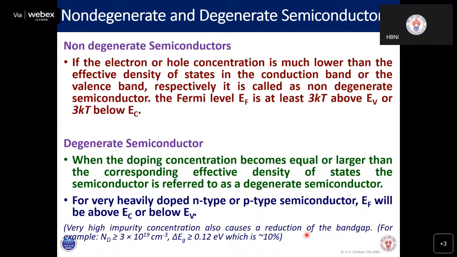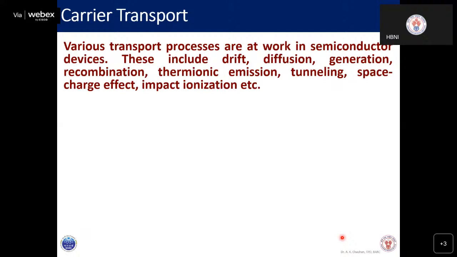Now, if you go on increasing the concentration, the band gap also changes. If the doping concentration is increased to this much higher, 3 to 10 to the power 19 per centimeter cube, then the band gap, which was 1.12, becomes 0.12 electron volt. This is 10% of the original band gap.